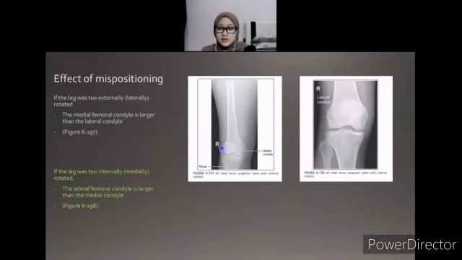We can detect the mispositioning at the distal femur by looking at the sizes of the condyles. If the leg was too externally rotated or laterally rotated, the medial femoral condyle is seen larger than the lateral condyle. And if the leg was too internally rotated or medially rotated, the lateral femoral condyle is seen larger than the medial condyle.